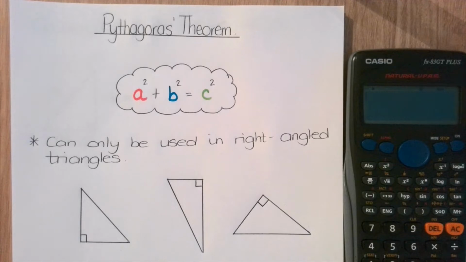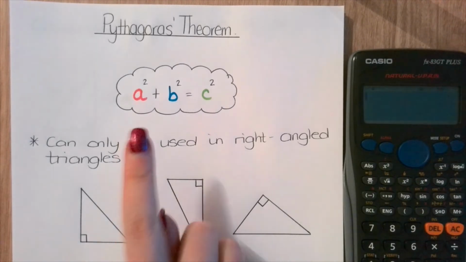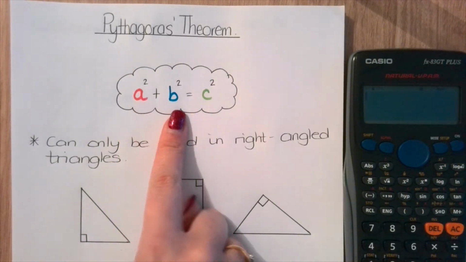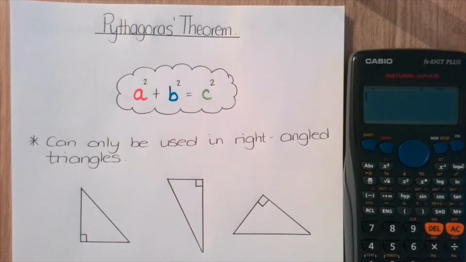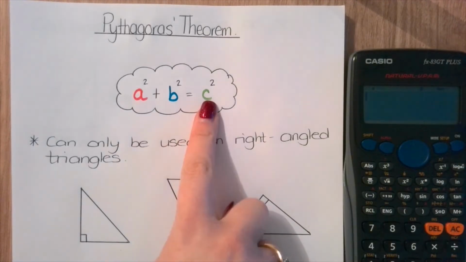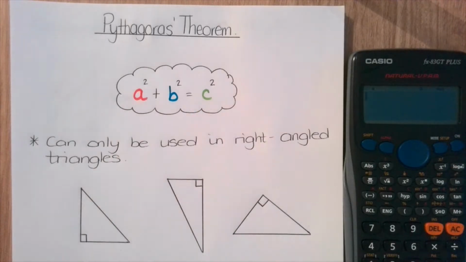So, Pythagoras' theorem is given by a squared plus b squared is equal to c squared. It can only be used in right-angled triangles, and it is really important that we know where to label each of these sides before we start calculating the length of a missing side. So, A and B, it doesn't massively matter where they are. However, C is our most important one that we need to put onto our diagram first of all.